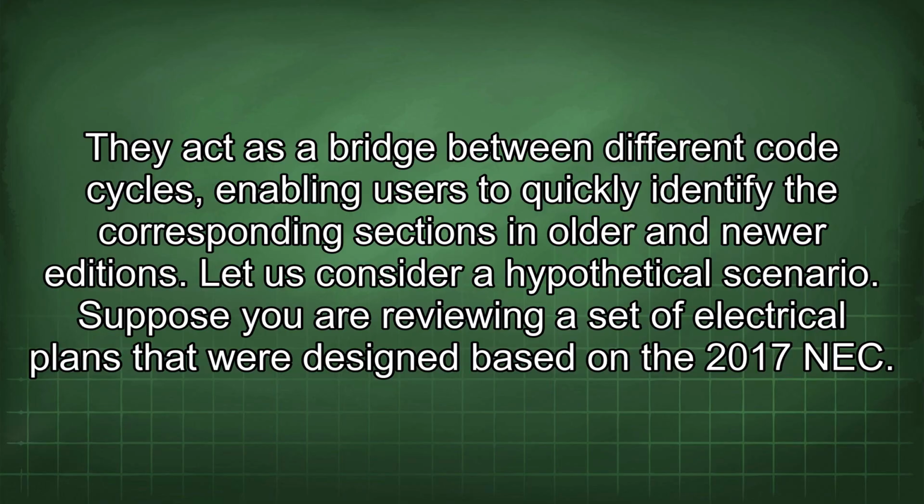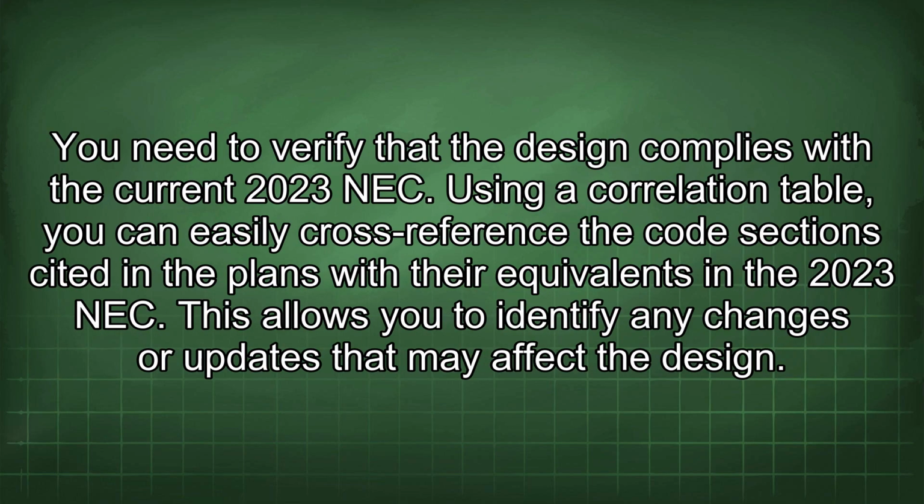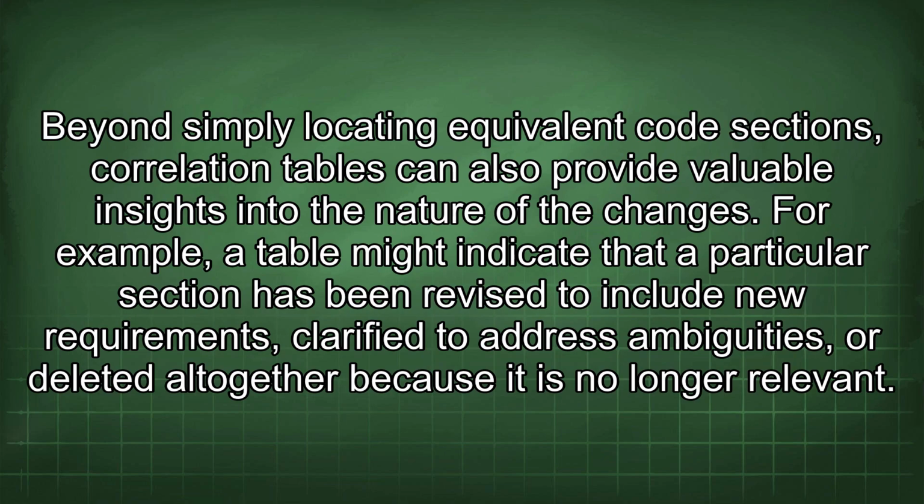Suppose you are reviewing a set of electrical plans that were designed based on the 2017 NEC. You need to verify that the design complies with the current 2023 NEC. Using a correlation table, you can easily cross-reference the code sections cited in the plans with their equivalents in the 2023 NEC. This allows you to identify any changes or updates that may affect the design. Beyond simply locating equivalent code sections, correlation tables can also provide valuable insights into the nature of the changes.